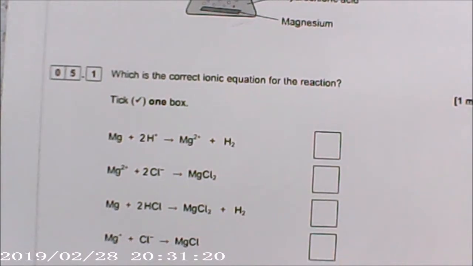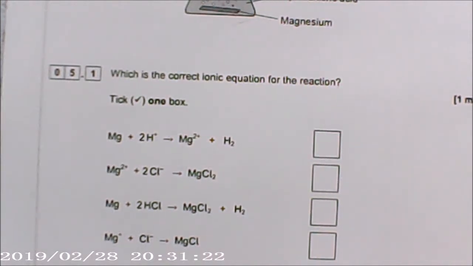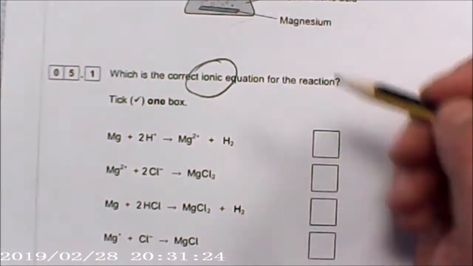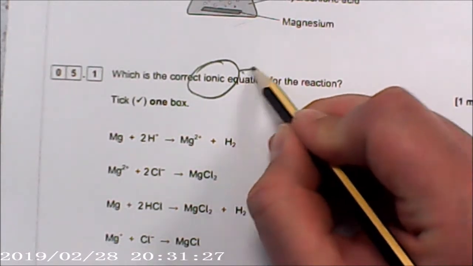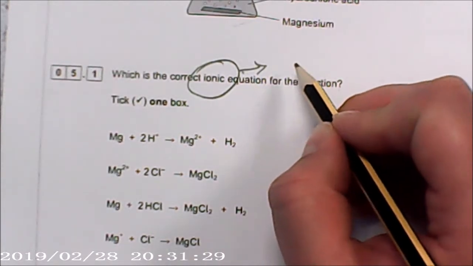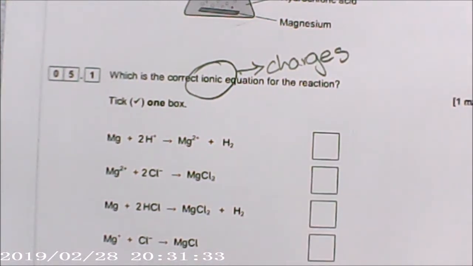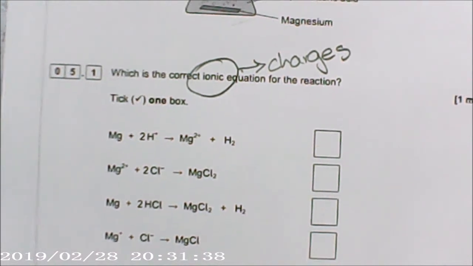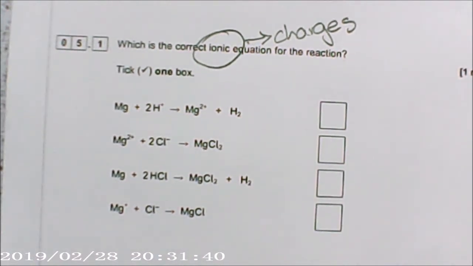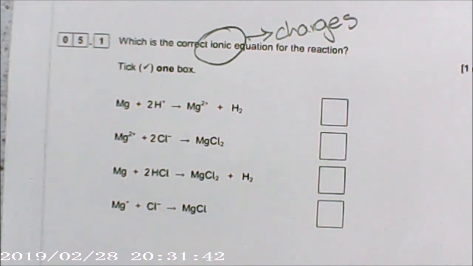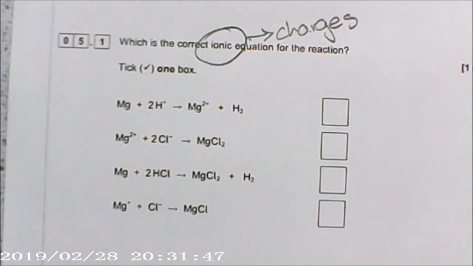Which is the correct ionic equation for the reaction? Now remember, if you see anything to do with ionic, it's going to be to do with charges because the electrons are transferred. So an ion is an atom or a molecule that has a charge. So if you ever see anything about ionic, think charges. So we've got a selection of different equations. So we need to think about what is losing and what is gaining electrons.